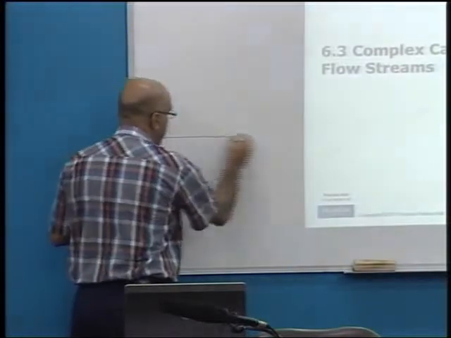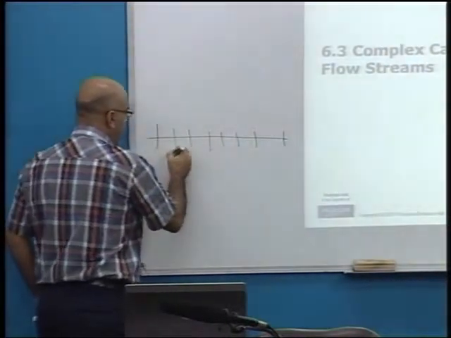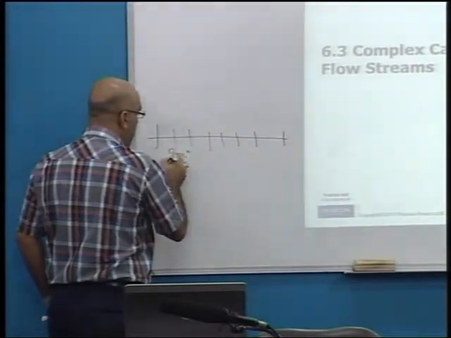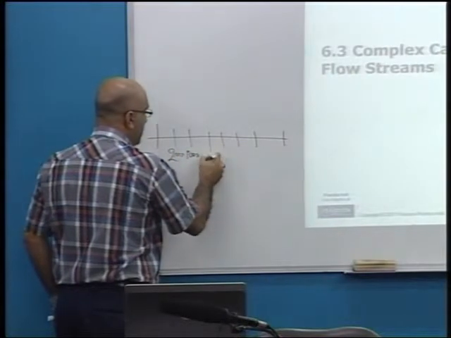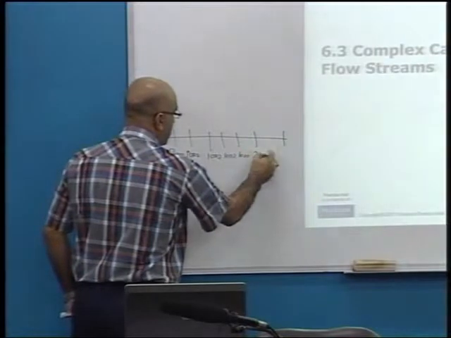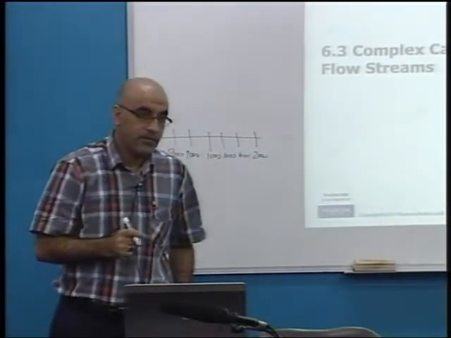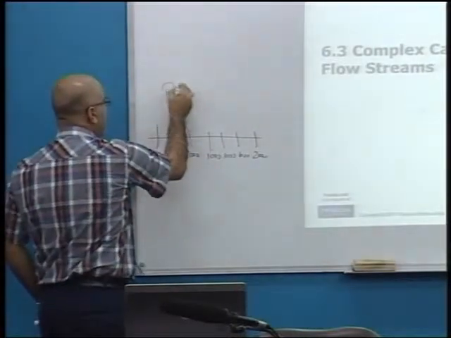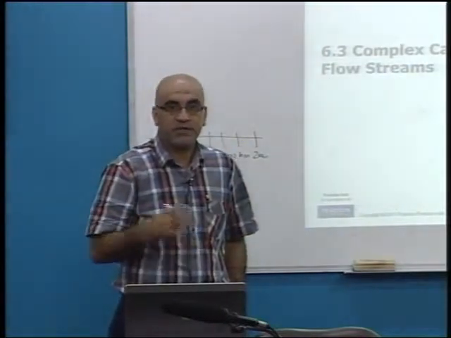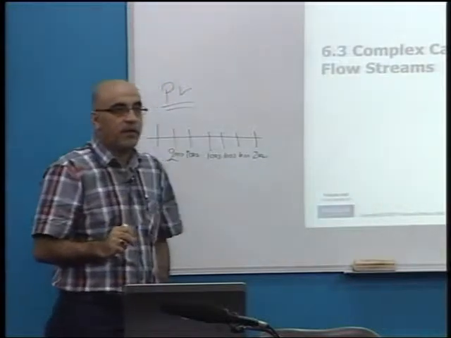Consider this case. We have here $1,000, then 2,000, then 1,000, 1,000, and 2,000. So this is irregular cash flow. If we want to calculate the present value of this, we cannot apply the present value annuity or the future value annuity.